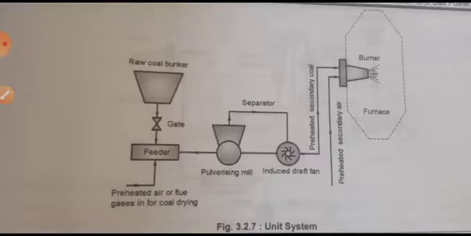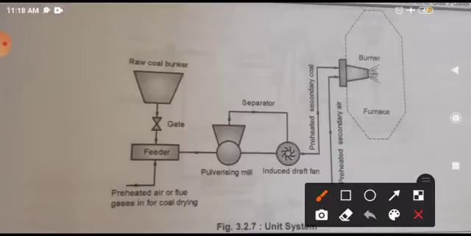You can see this figure of the unit system. Raw coal is there, then the feeder. Preheated air from the flue gases is passed to dry that coal, which is then fed to the pulverizing mill.